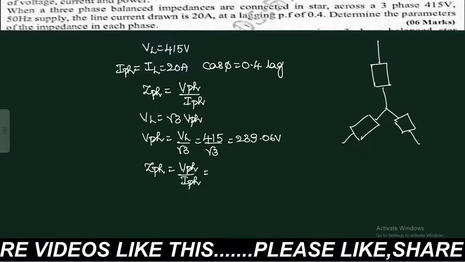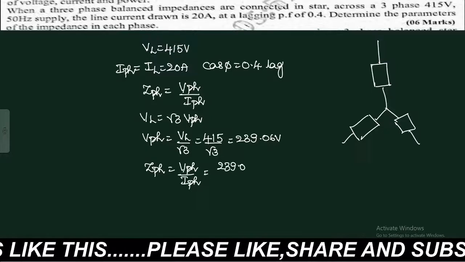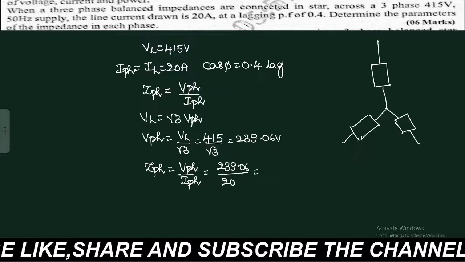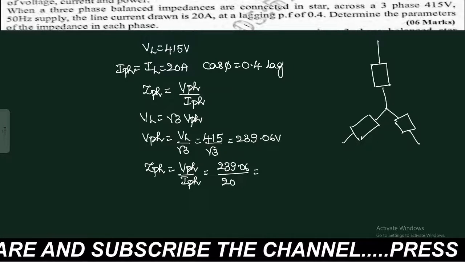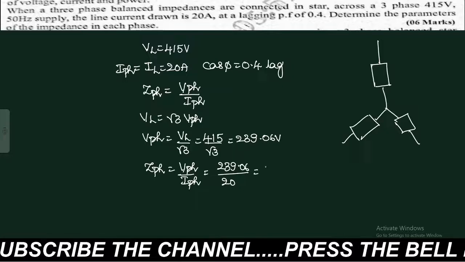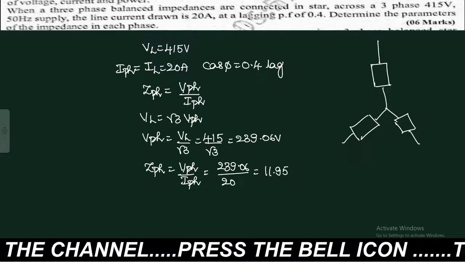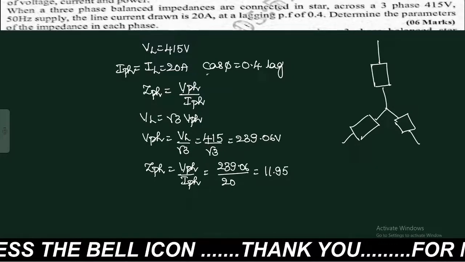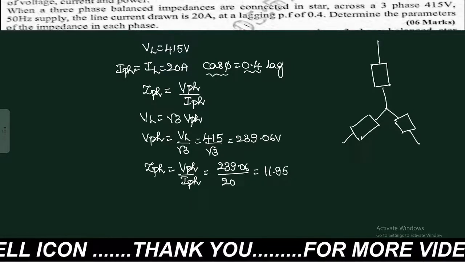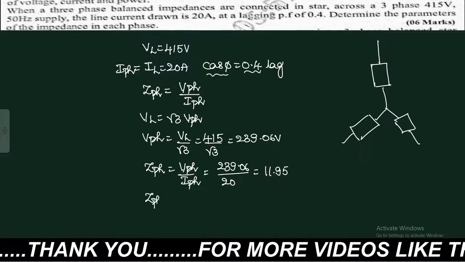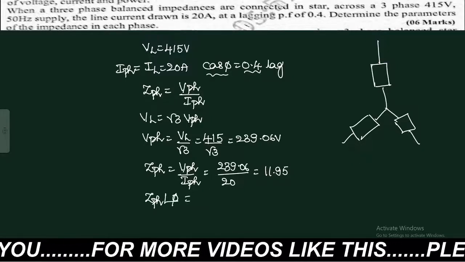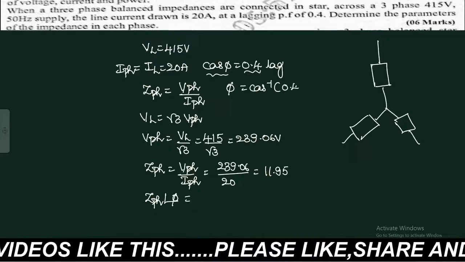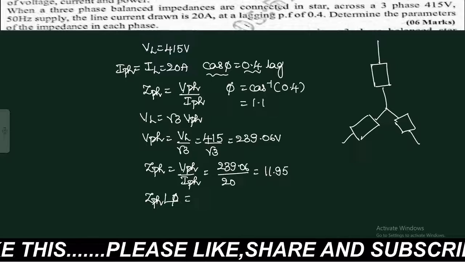V phase is 239.06 volts, and I phase is 20. If you do this, Z phase you are going to get is 11.95. This is the magnitude, but what about the angle? The information given is cos phi equals 0.4. Now you have to calculate the angle, so phi equals cos inverse of 0.4. If you do that, you are going to get 1.15 degrees.